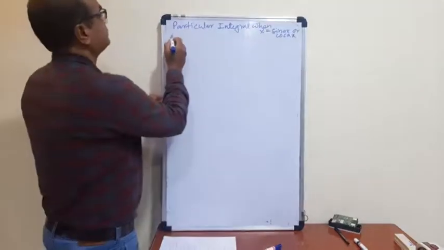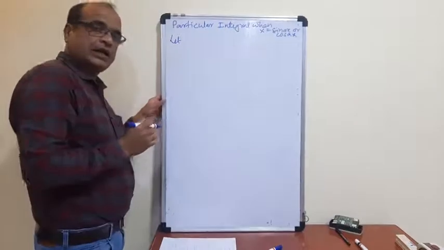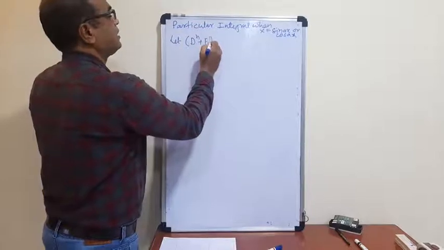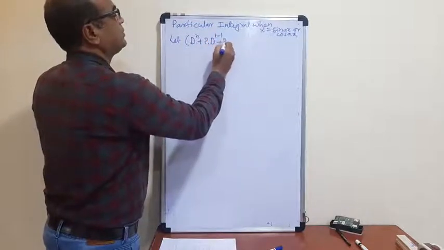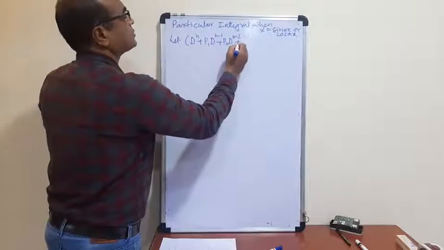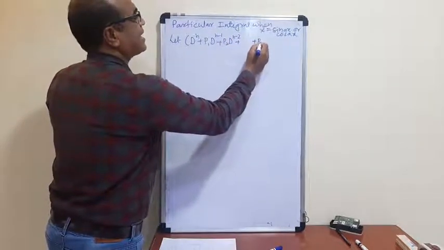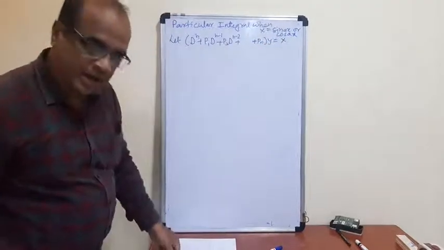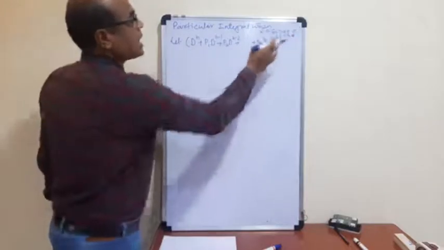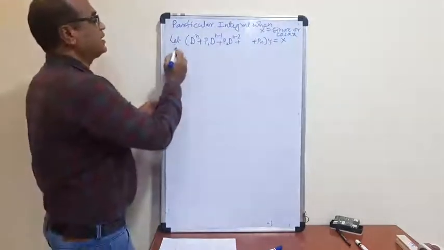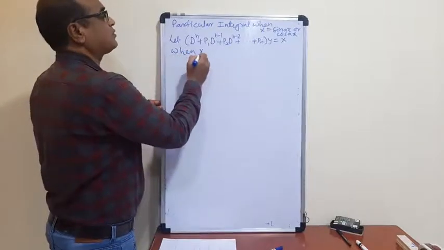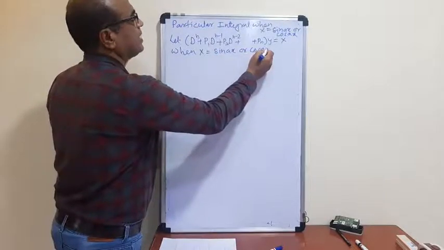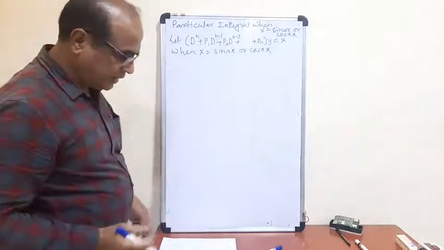Okay. So we consider the differential equation d raised to n plus p1 d raised to n minus 1 plus p2 d raised to n minus 2, and so on, plus pn, y is equal to X. Here we consider X is equal to sin x or cos x. Then what is the particular integral?